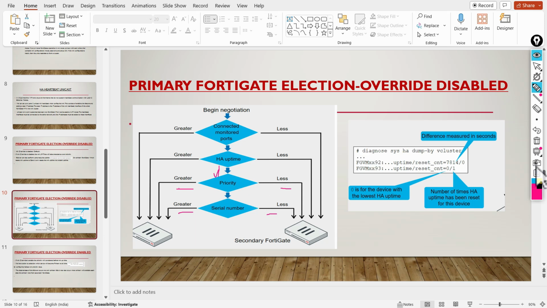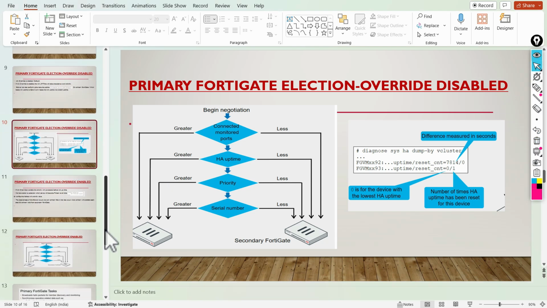Also there is a command, diagnose sys ha dump by vcluster. Here we can see the count 7814, which is the uptime of the cluster, and 0 is the uptime of the other. So the serial number ending with 92 has the higher uptime if I compare it with the other FortiGate firewall. Using this, they can select the primary FortiGate firewall in the HA cluster.